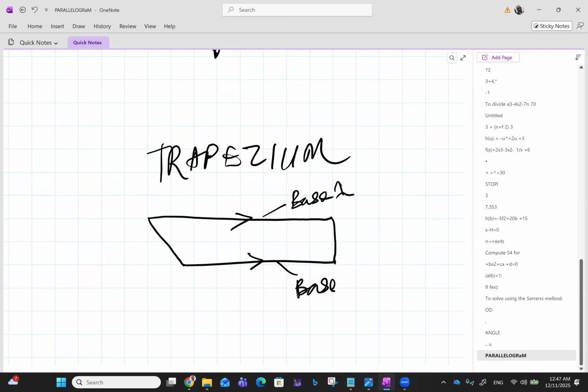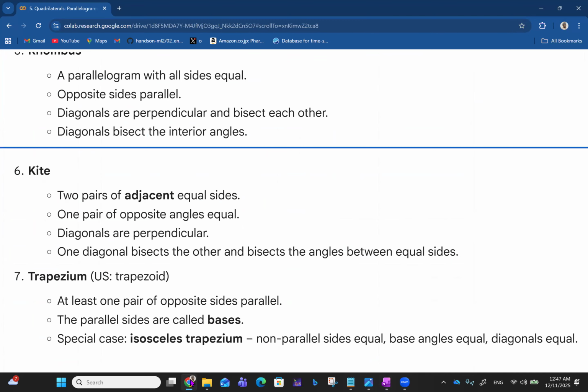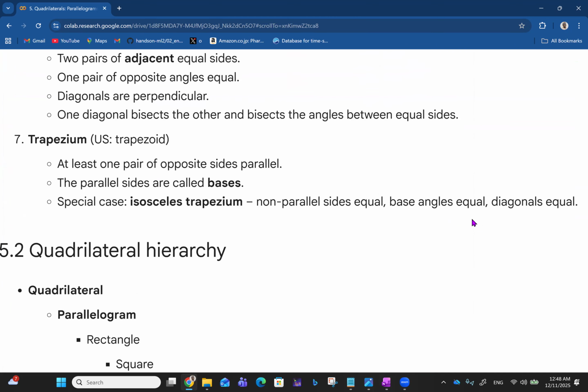Now, this is really important because we need that information later when we begin to talk about the area of a trapezium. Here we need to think about the height of the trapezium. So this is the height. We need to be able to get the height for us to be able to get the area as we move on later. Okay, so those are the new quadrilaterals we're talking about: parallelogram, rhombus, kite, and trapezium.